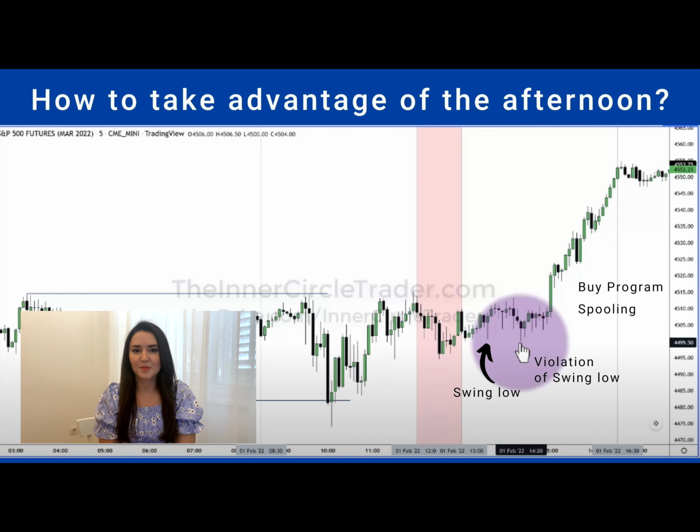After that, what happens? The swing low that just got formed gets violated. And that's the moment that really starts the run. With the violation of that swing low, the algorithm starts a buy program. That buy program is labeled by Michael, ICT, as spooling, which means that the algorithm will just buy more and more. It's going to be a very quick and violent move.